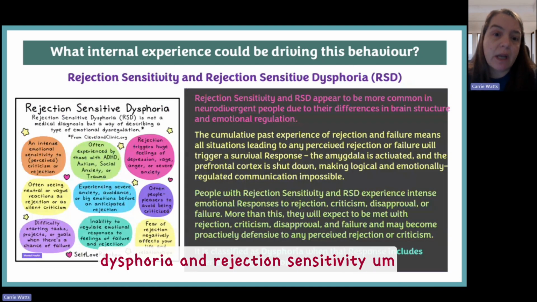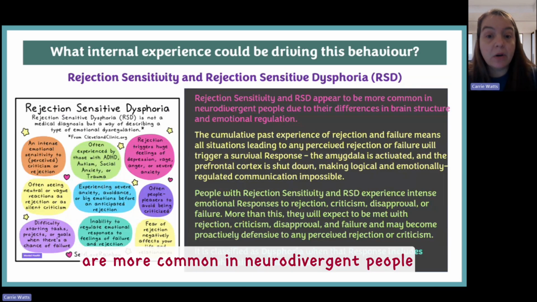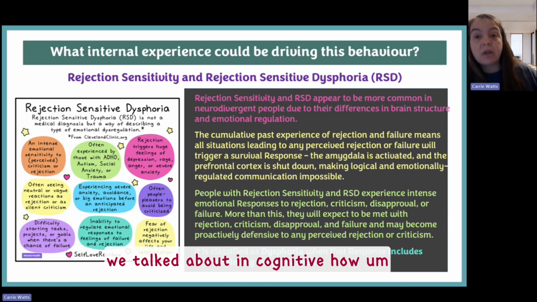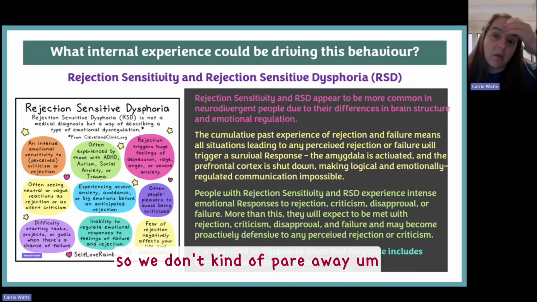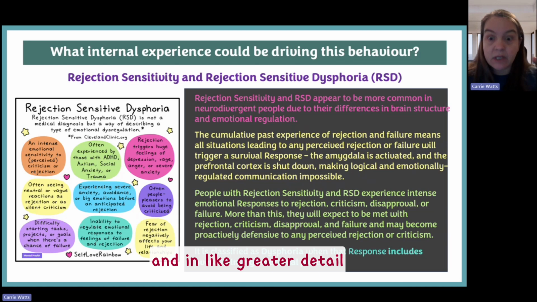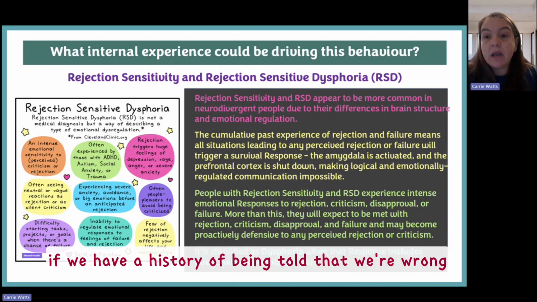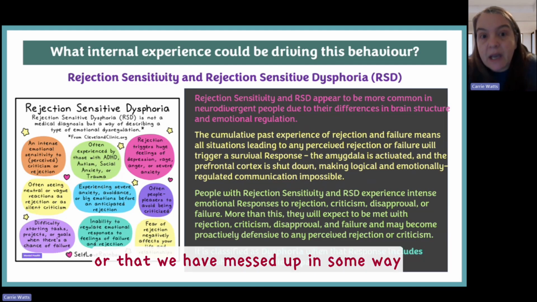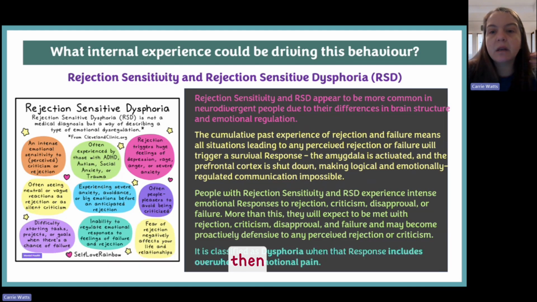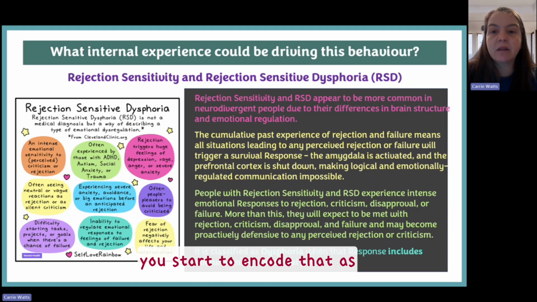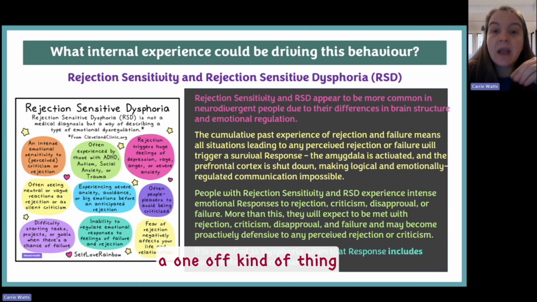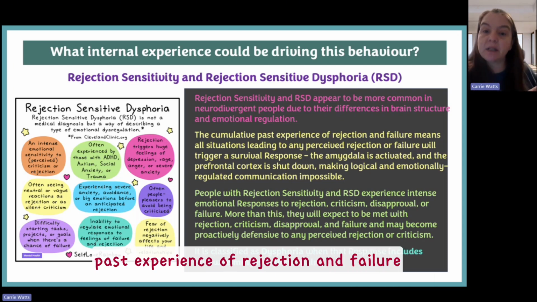So rejection sensitive dysphoria and rejection sensitivity are more common in neurodivergent people, and it tends to be because of the difference in their brain structure and their emotional regulation. We talked about in cognitive how neurodivergent brains are hyperconnective, so we don't pare away connections that aren't needed the way neurotypical brains do. So we experience everything more and in greater detail. And so that means if we have a history of being told that we're wrong, or that we have messed up in some way, which is very common for neurodivergent people because the world expects neurotypical behavior, then you start to encode that as the experience that's going to happen. It starts to become expected rather than a one-off kind of thing, and then you become sensitive to rejection. So it's the cumulative past experience of rejection and failure.